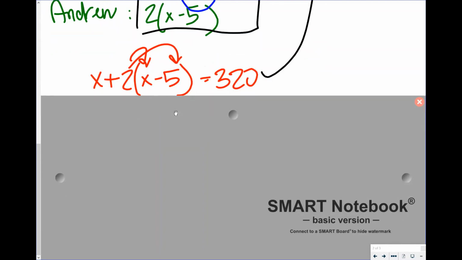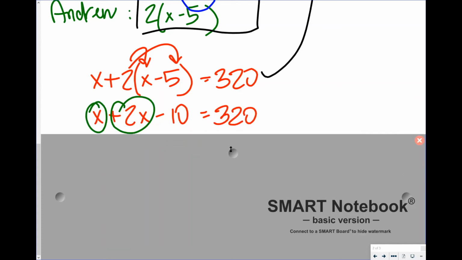So you're going to break it down. x plus, what's 2 times x? Is 2x. So you have x plus 2x. Then 2 times negative 5 is minus 10. Negative 10. So you have x plus 2x minus 10 equals 320. And if you guys need to see it, there I have it. x plus 2x minus 10 equals 320.